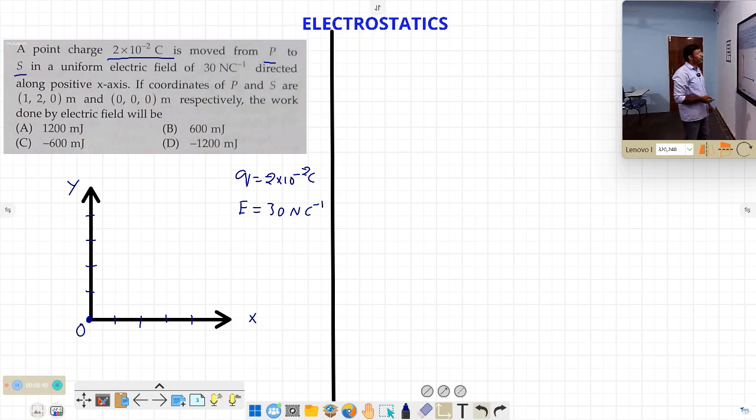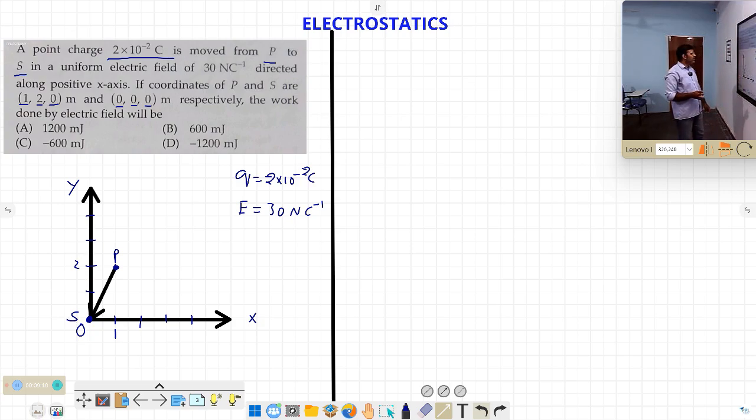If the coordinates of P and S are 1, 2, 0, then 1 means along the x-axis, 2 means along the y-axis, and 0 along z. In this case, we say this is 1 and this is 2. This point locates here, and we are calling this point position P. What is S? 0, 0, 0, that means it is at the origin. So we are moving the charge from P to S. This is the way you are moving the charge.